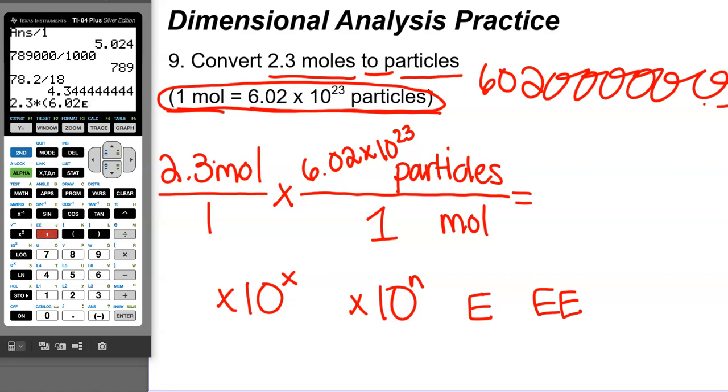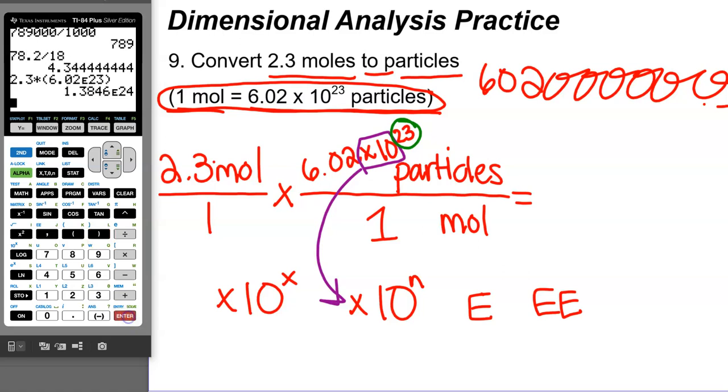And that E includes the times 10 part. So this part right here includes the times 10 part. That's included with the button that I clicked. So now all I need to type in is the exponent, that 23, E23. Then I'm going to close my parentheses, and then I'll hit enter. And notice that it gives me an answer that's written with that E notation, which I like to call calculator notation. So I need to take that calculator notation and translate it back into actual scientific notation.